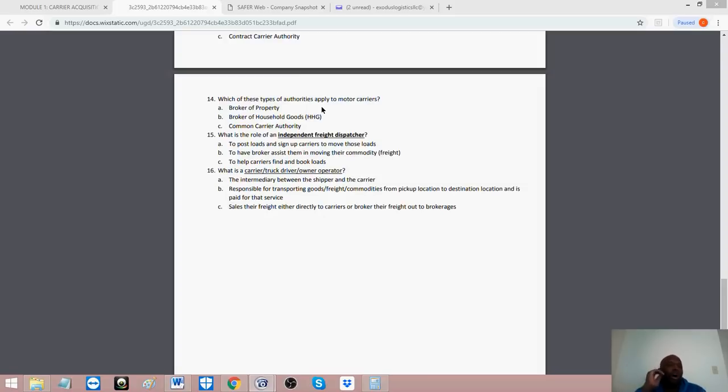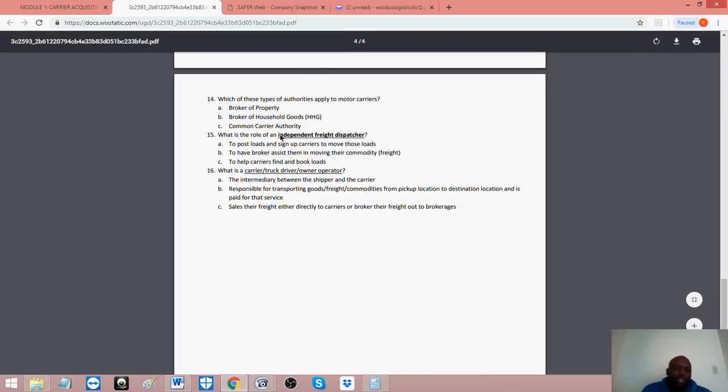Now, coincidentally, when you do call the brokers and try to book loads with them, the type of authority that the brokers have, 9 times out of 10, is going to be the broker of property. Unless you are a moving company and your carrier's authority is a household goods authority, then you'll be calling a household goods broker. But generally, 9 out of 10 times, you're going to be calling a broker of property. Just as a sidebar for you guys to know.